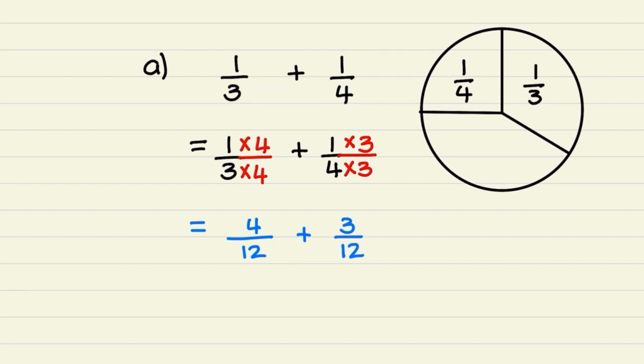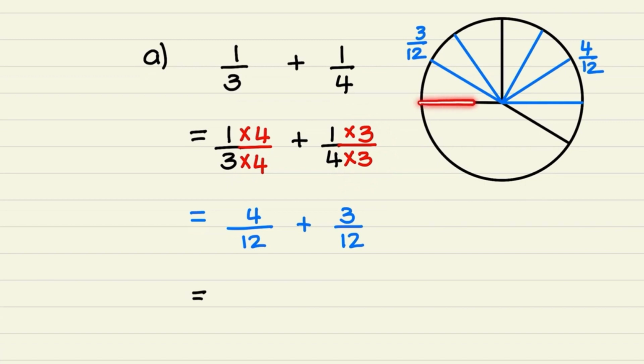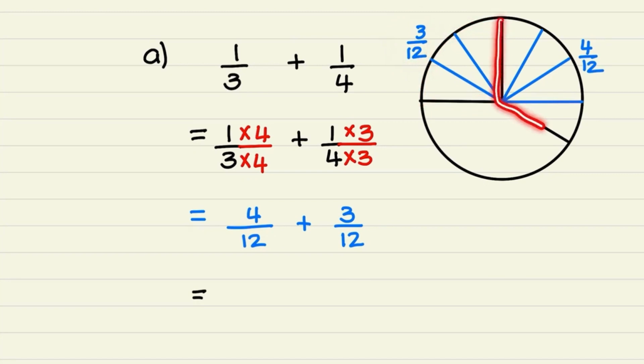So what we have done is we have created a common denominator by multiplying the first fraction with 4 in the numerator and denominator, and the second fraction by 3 in the numerator and denominator. So now we can see that a quarter is 3 parts of 12, and a third is 4 parts of 12. So in total we have 1, 2, 3, 4, 5, 6, 7 parts of a possible 12 that we have eaten of this cake.